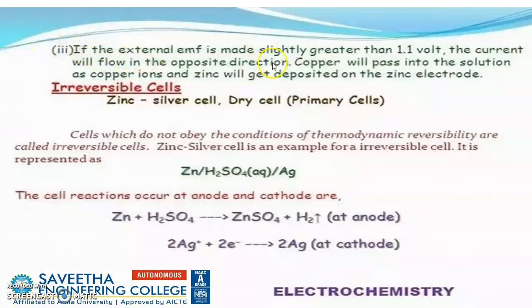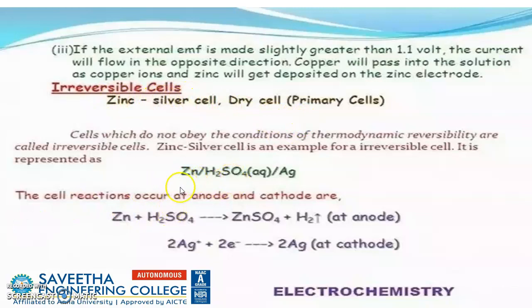So if the external EMF is made slightly greater than 1.1 volt, the current will flow in the opposite direction. Copper will pass into the solution as copper ions, and zinc will get deposited on the zinc electrode. We also have another type of cell, the irreversible cell. The best example is the zinc silver cell or dry cell.